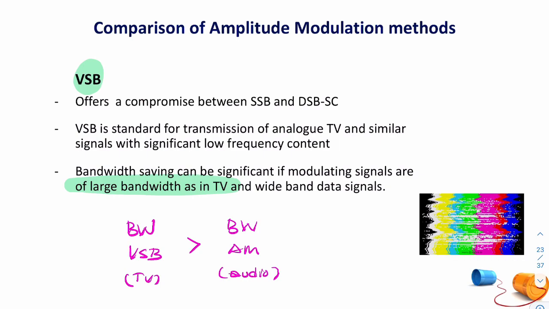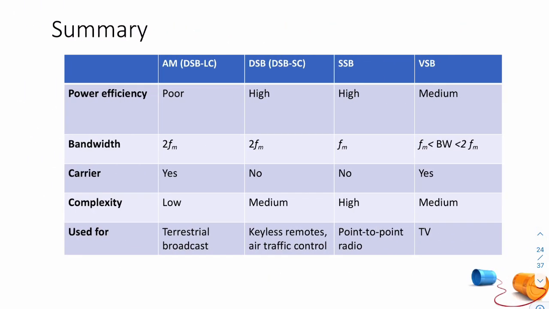But if we have the same message modulated using AM and VSB, then VSB will have a smaller bandwidth. So in summary, this is what I was talking about. VSB will be somewhere between FM and 2 FM, but it just happens that for TV, the FM here will be much bigger than the FM used here.